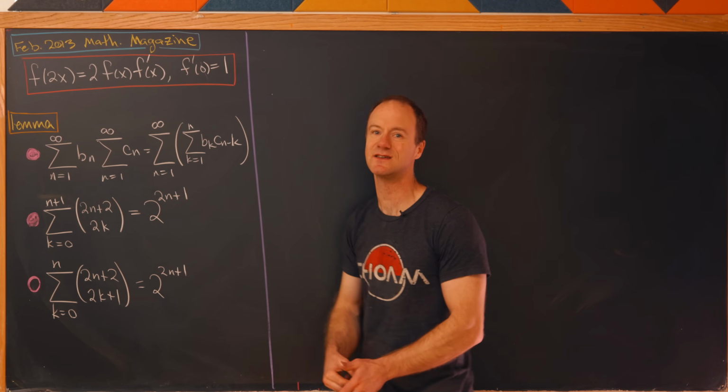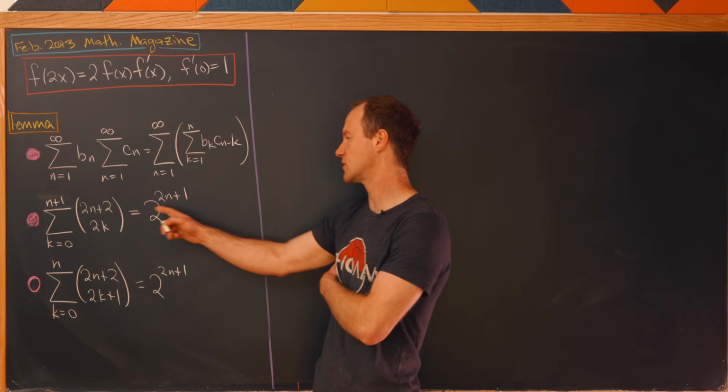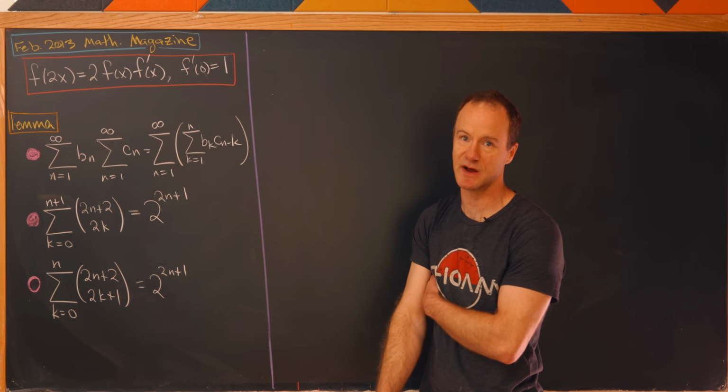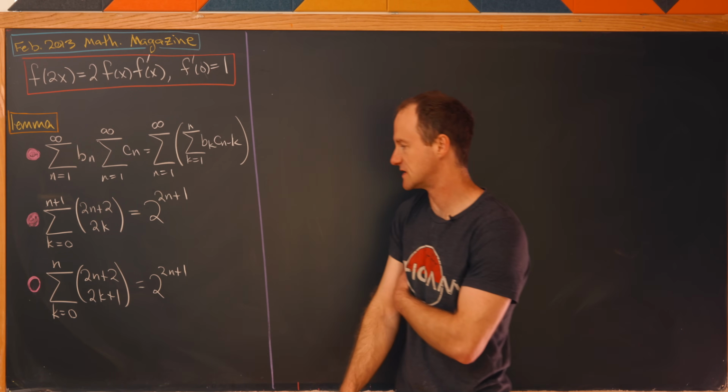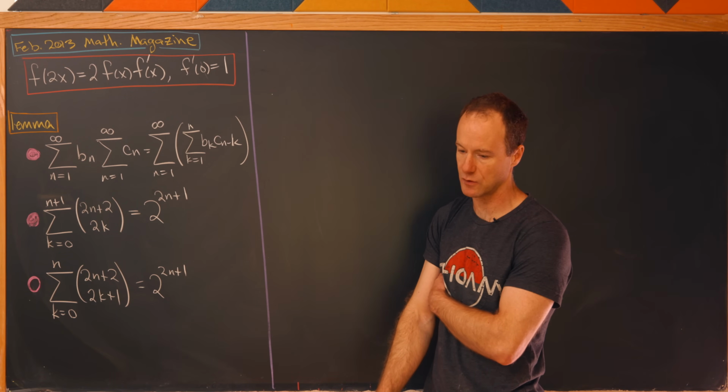Okay, and now let's move on to this second one. While this first one was the sum of the even indexed binomial coefficients, this second one is the sum of the odd indexed binomial coefficients.